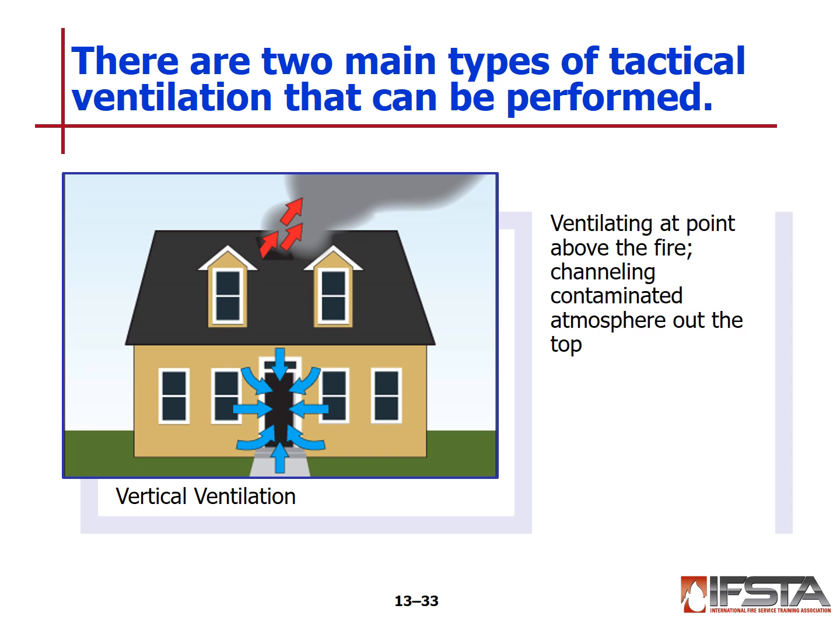Another version is vertical ventilation. It's ventilating points above the fire, and we're going to channel the contaminated atmosphere out the top. So in the same scenario, you see at the top of the picture, they've got a hole cut in the roof. They've opened up the front door to let fresh air in.